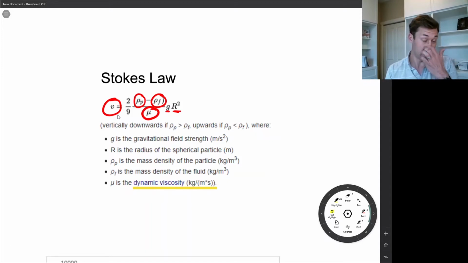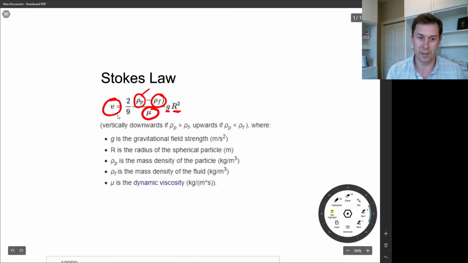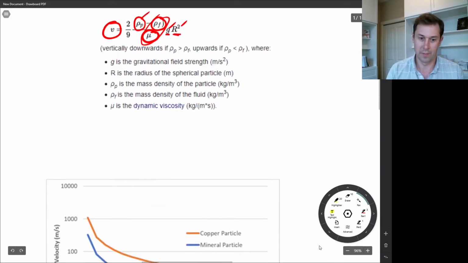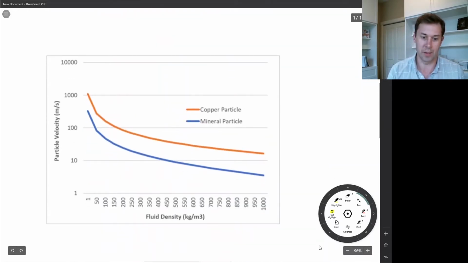So basically the resistance to movement in the fluid is represented by this term. And in this formula, for a heavy particle and a light particle, these things, gravity, the density, the diameter, can all remain the same. And between air and water, these are the terms that are going to vary. So let's take a look at what happens when these vary.